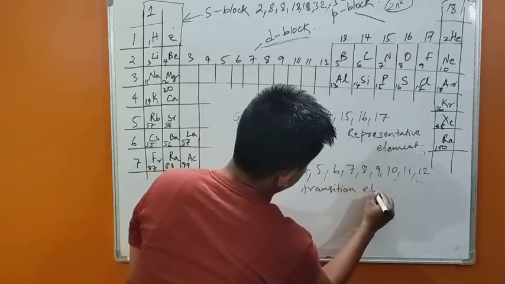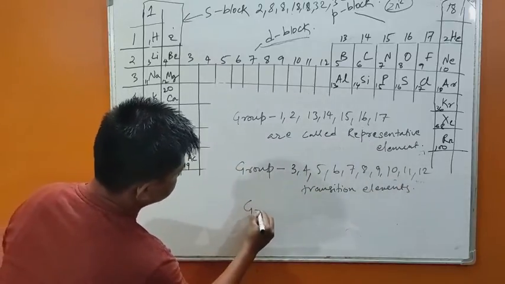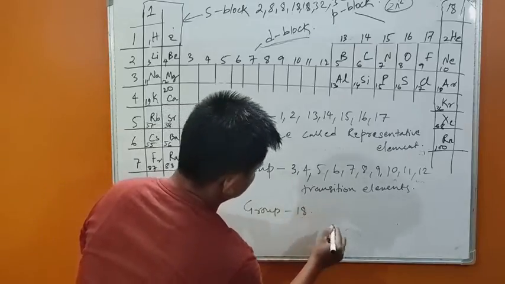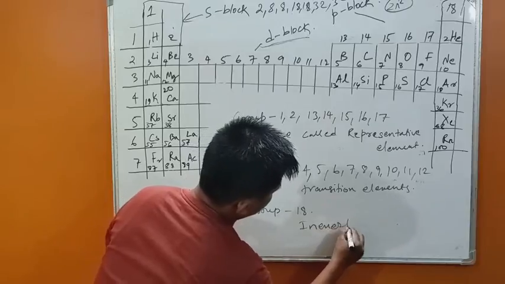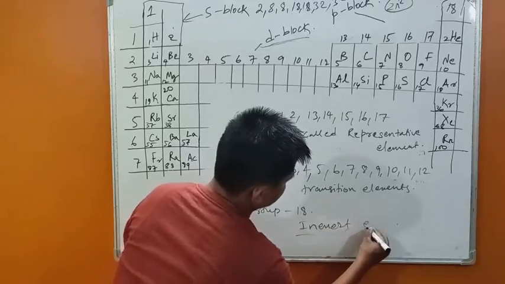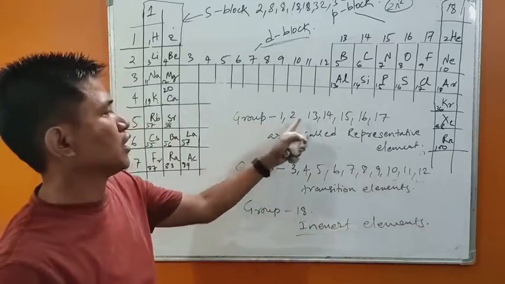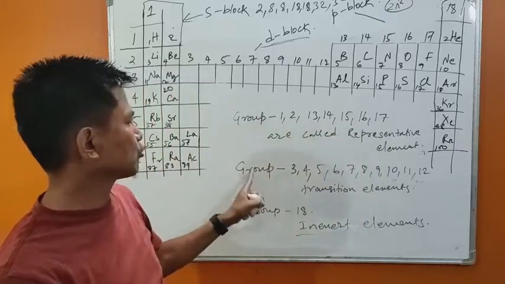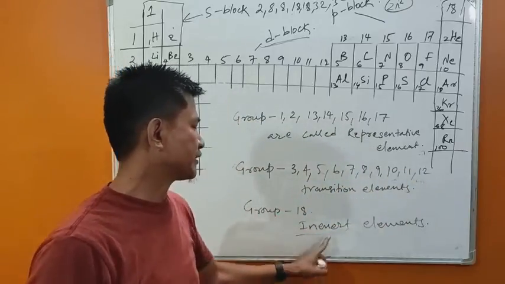Transition elements. Okay, and group 18 are called inert elements. They are called inert because they do not react with any other elements. Please remember this. Groups 1, 2, 13, 14, 15, 16, 17 are called representative elements. Groups 3, 4, 5, 6, 7, 8 up to 12 are called transition elements. Group 18 are called inert elements.